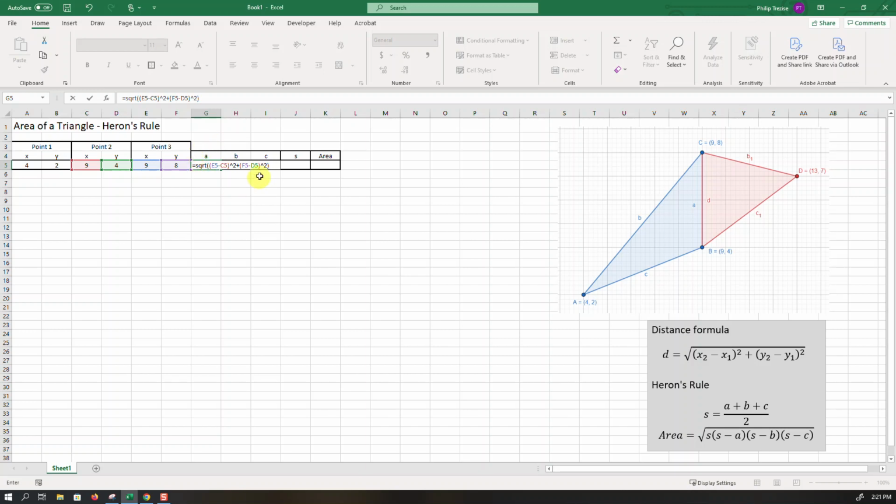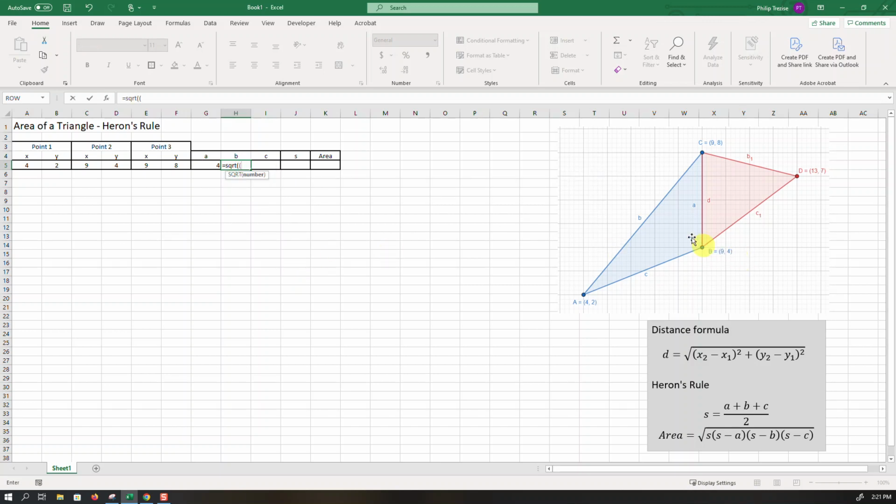Be very careful that you've got that correct. That gives me a distance 4 between point B and point C. Makes sense, doesn't it? Now I'm going to do the same formula in here, but I can't just copy, I'll have to code this one.